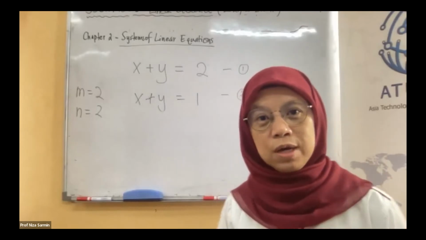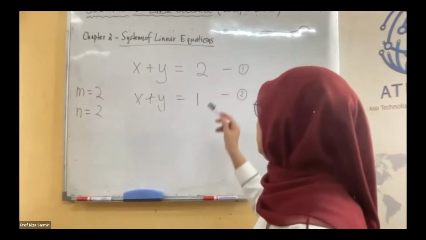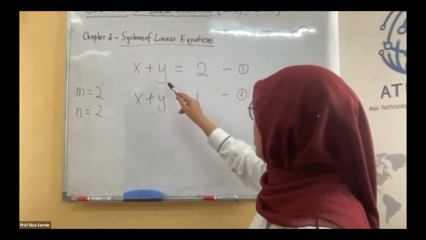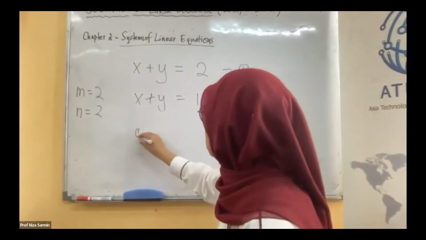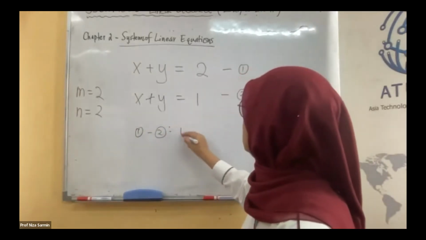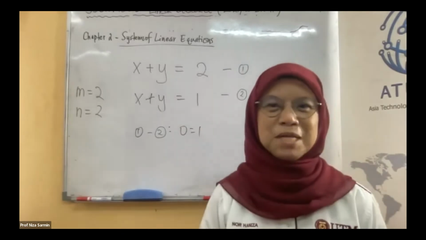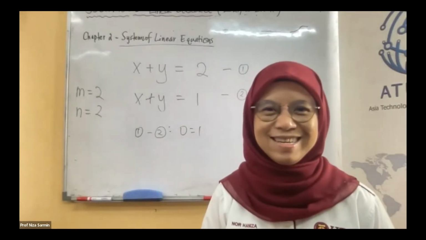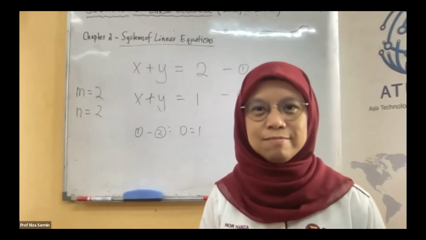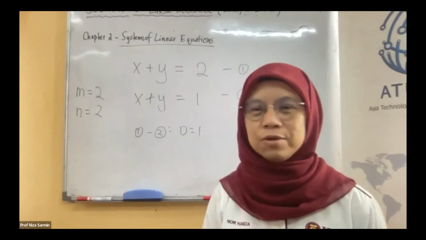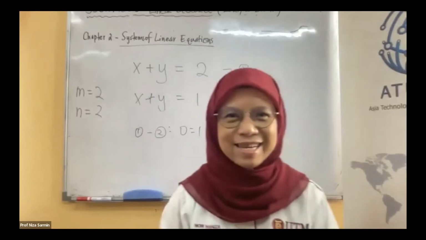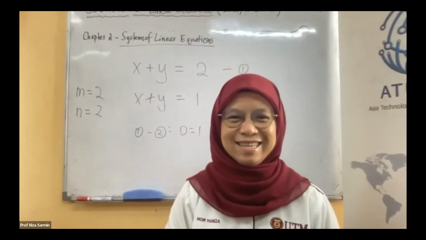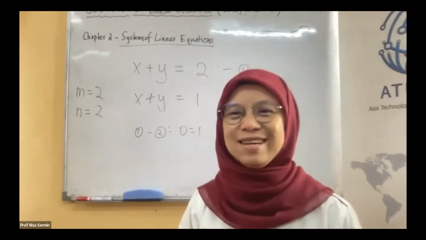If you do my way, the way that I learned during school, if I minus, 2 minus 1 or 1 minus 2, what do you get? 0 is 1. But 0 is not 1, right? So there is no solution. If you have x plus y is 2, how can x plus y is 1? Crazy kan? Macam itulah. Alright.